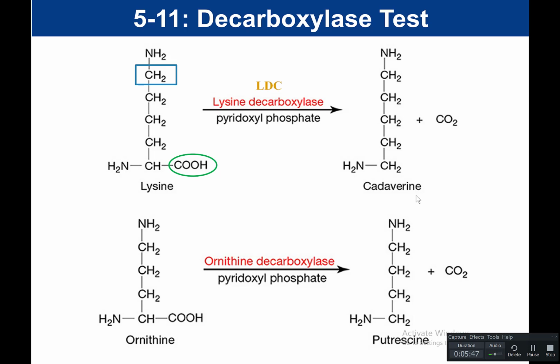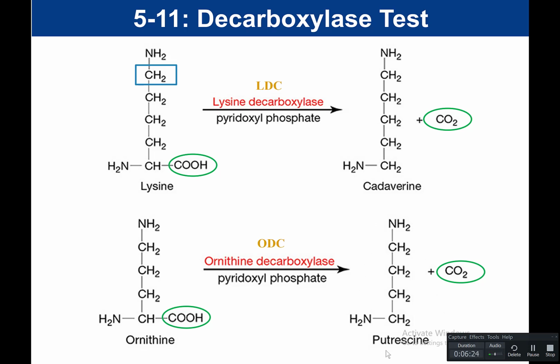Now, if we were to look at ornithine, ornithine also has its carboxyl group. So here's its carboxyl group. The enzyme that's going to do this reaction is called ornithine decarboxylase, and this is abbreviated ODC. So you'll see it abbreviated ODC. This enzyme is going to specifically decarboxylate ornithine, and it's going to remove the carboxyl group, and the remaining diamine is called putrescine.